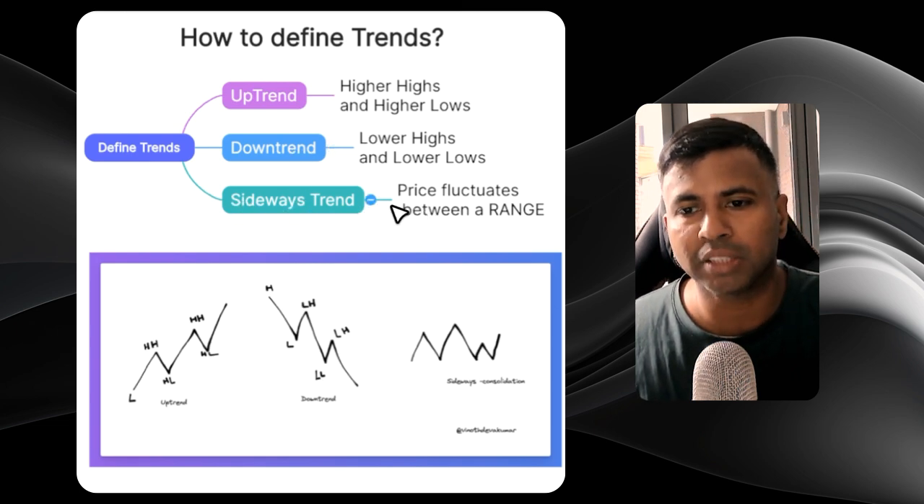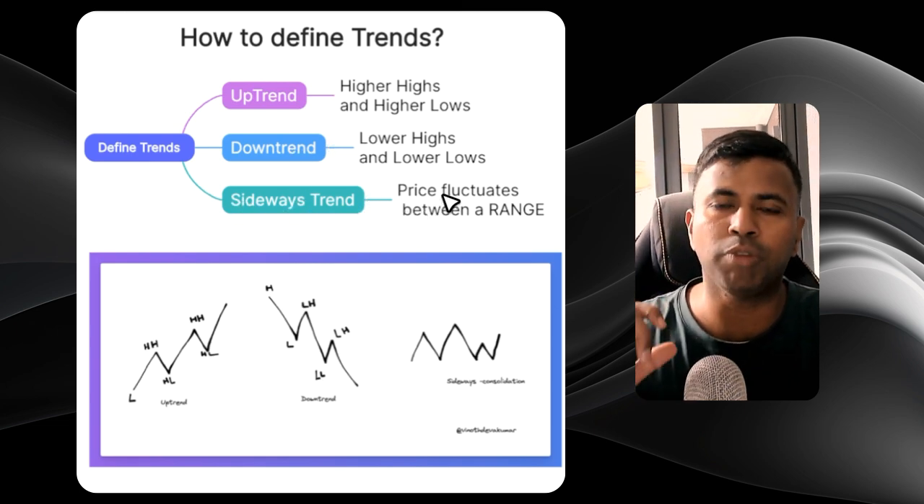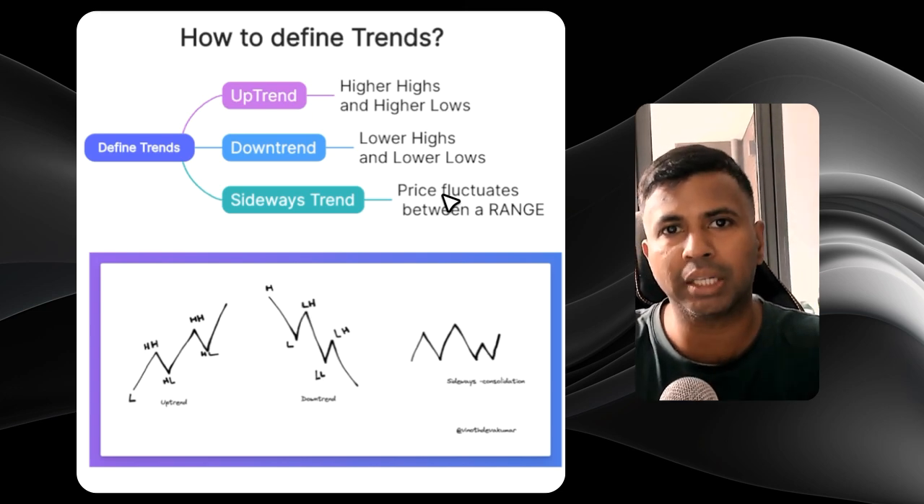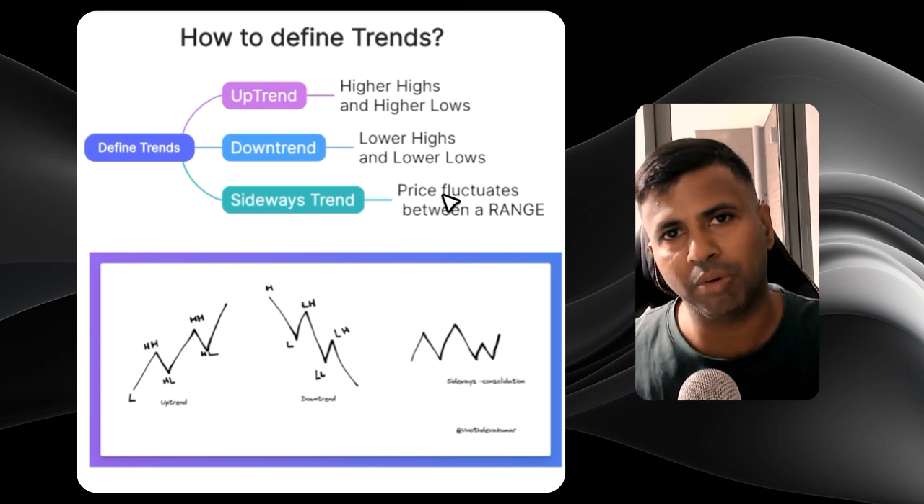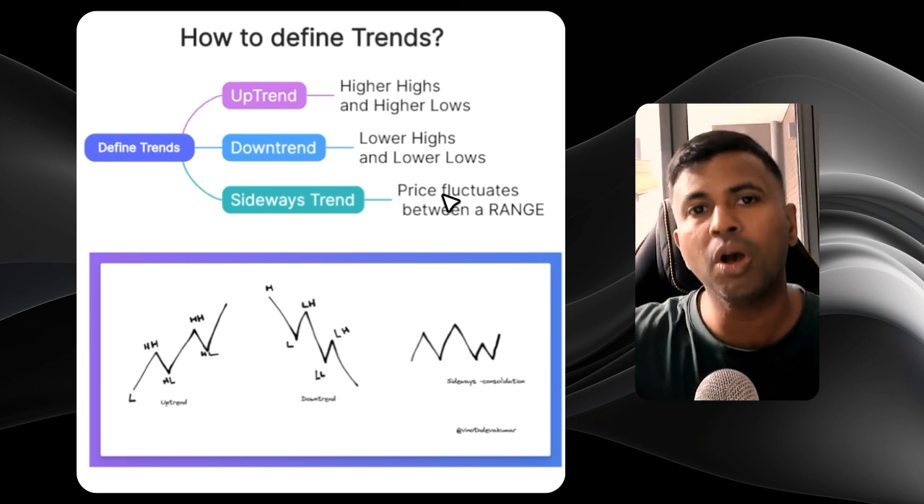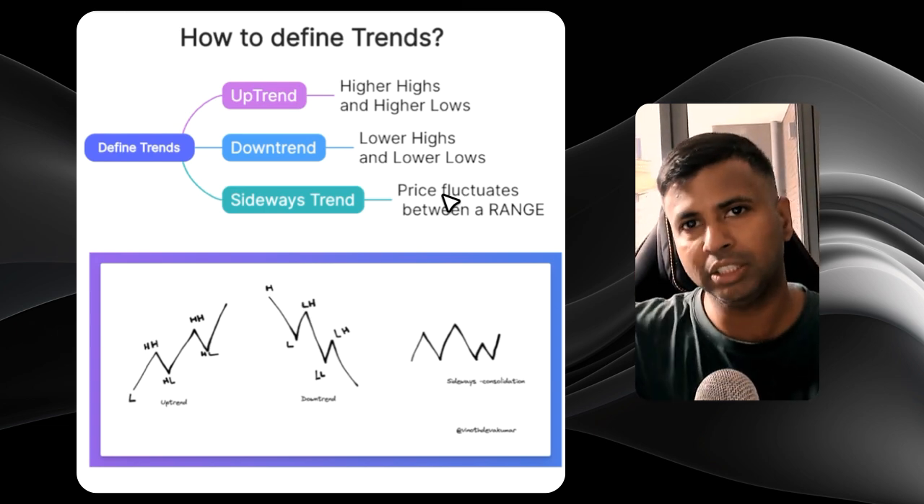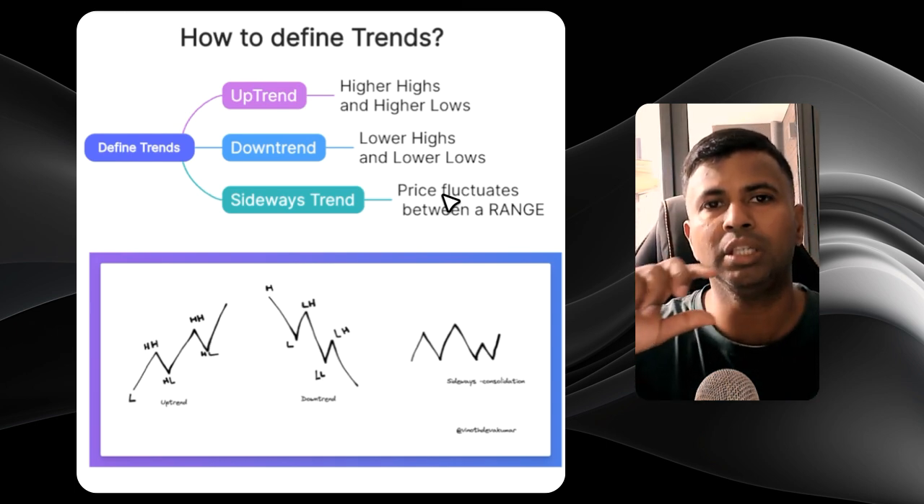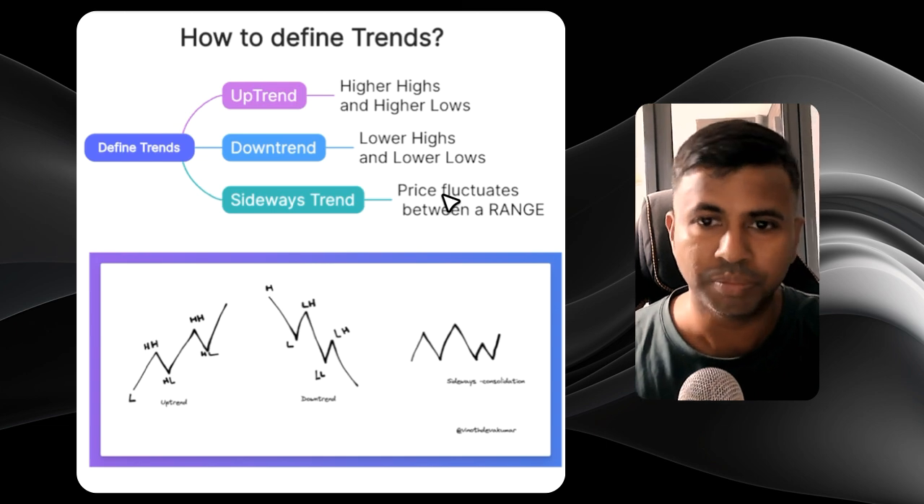And what do we mean by a sideways trend? If the price is fluctuating in a narrow range and is neither moving in the upward direction nor in the downward direction, there is no clear direction either upward or downward, but the price is fluctuating in a narrow range, then we call that the stock is in a sideways trend.